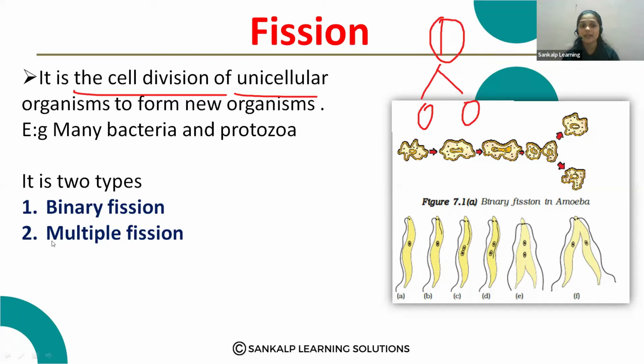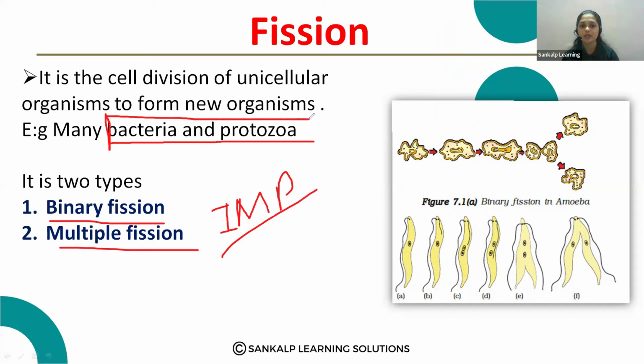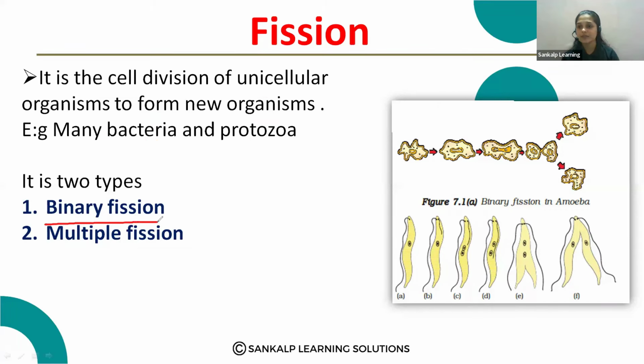But in fission, there are two main types, binary fission and multiple fission, very important. What are the two types of fission? Binary fission and multiple fission. You can observe this fission in bacteria and protozoa. Mainly you can observe this type of asexual reproduction in bacteria and protozoa.